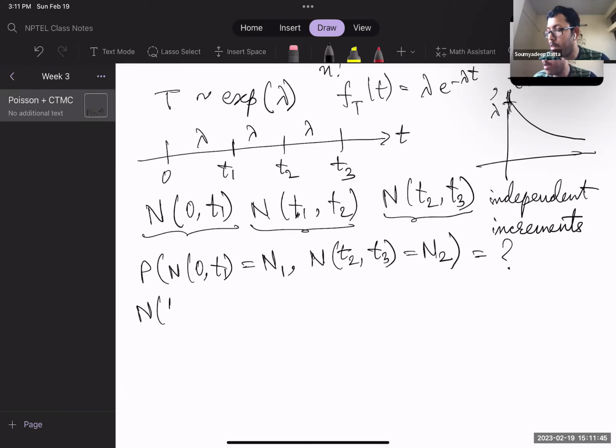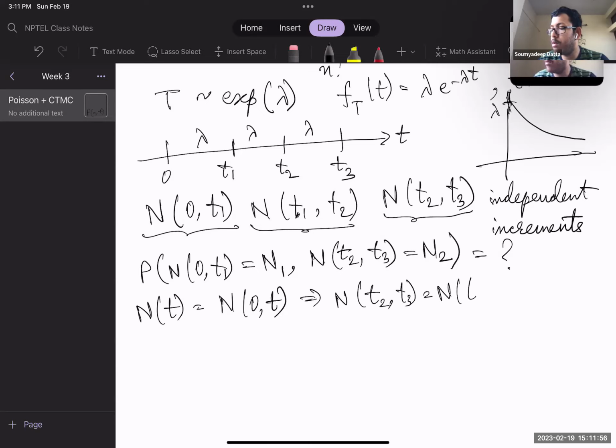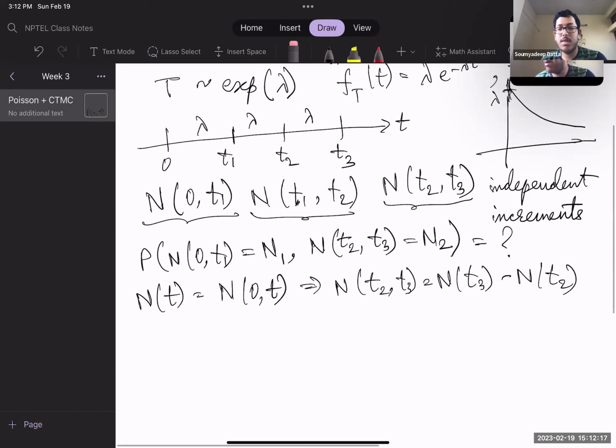Let me use a notation N of T to denote N of 0 to T, so the number of arrivals from 0 to T. In that case, I can write N of T2 comma T3 as N of T3 minus N of T2, right? Just a notation. So I'm denoting 0 to T as T. Then T2 to T3 will be the number of arrivals from 0 to T3 minus the number of arrivals from 0 to T2, right? Because I want the interval in between. So I just change it like this.